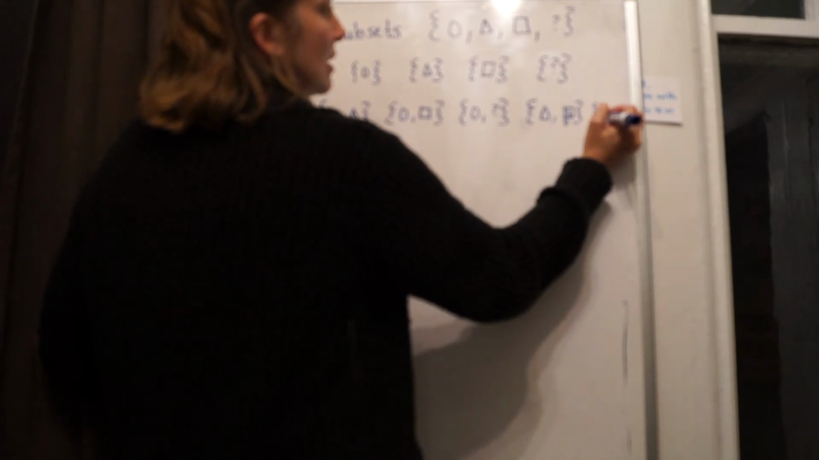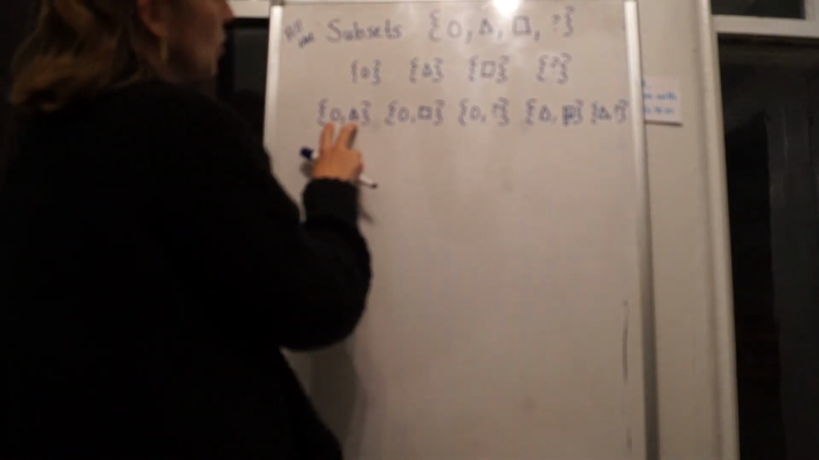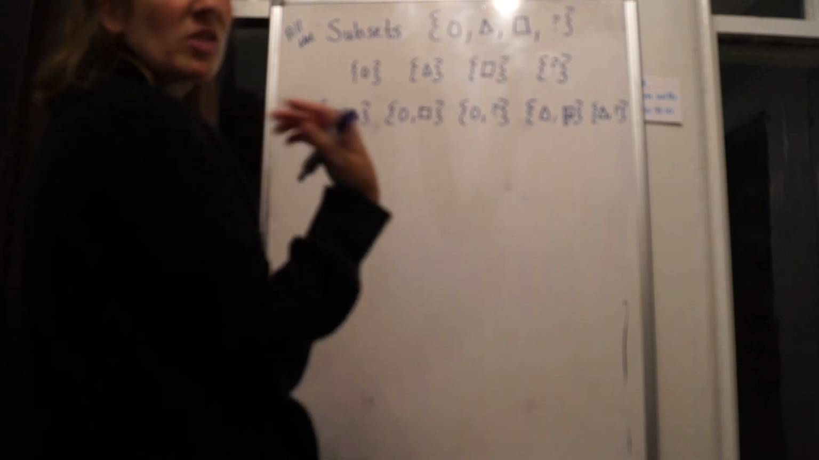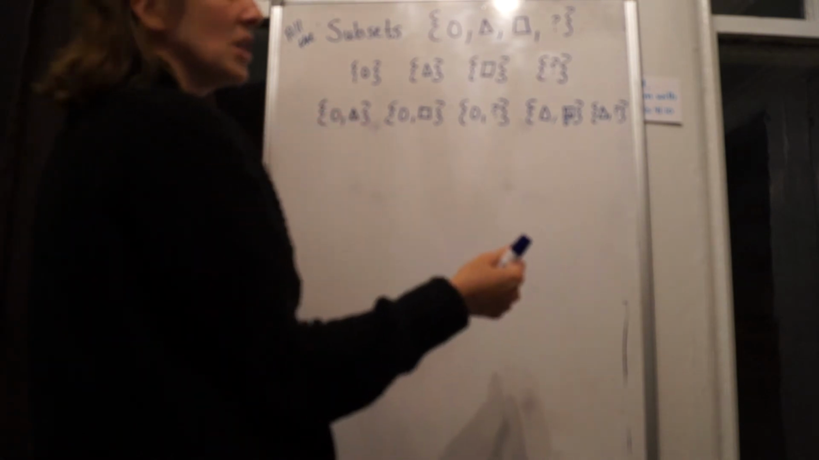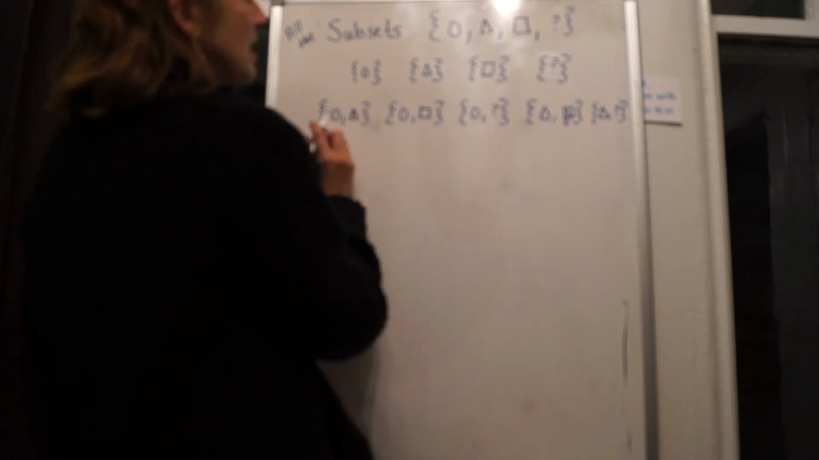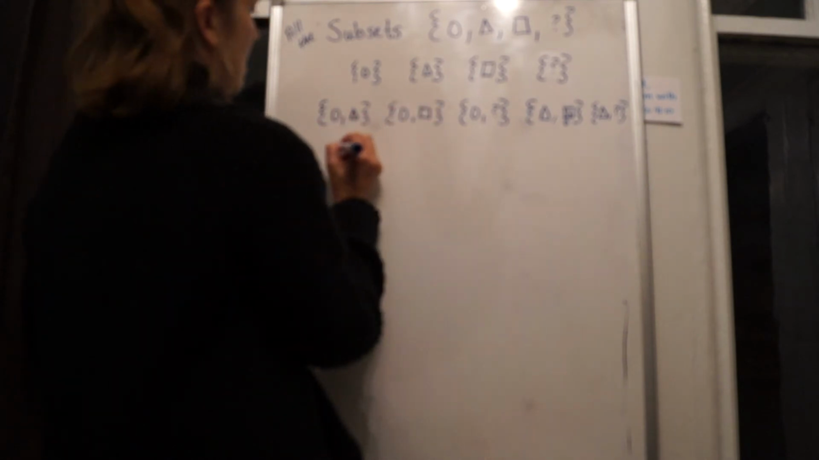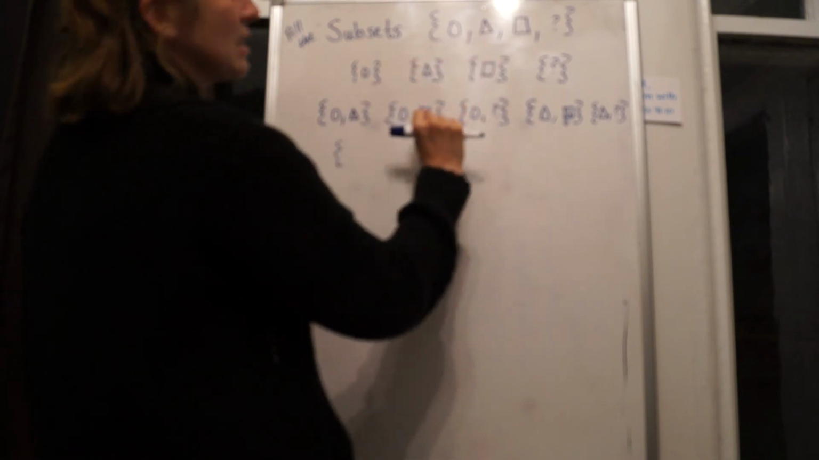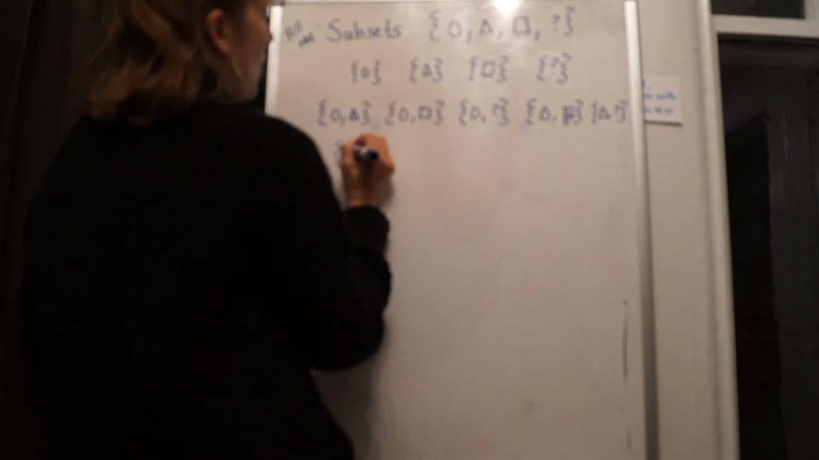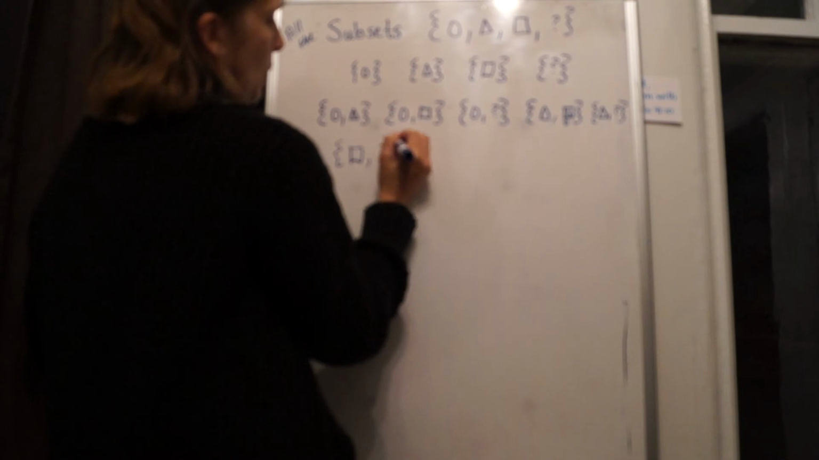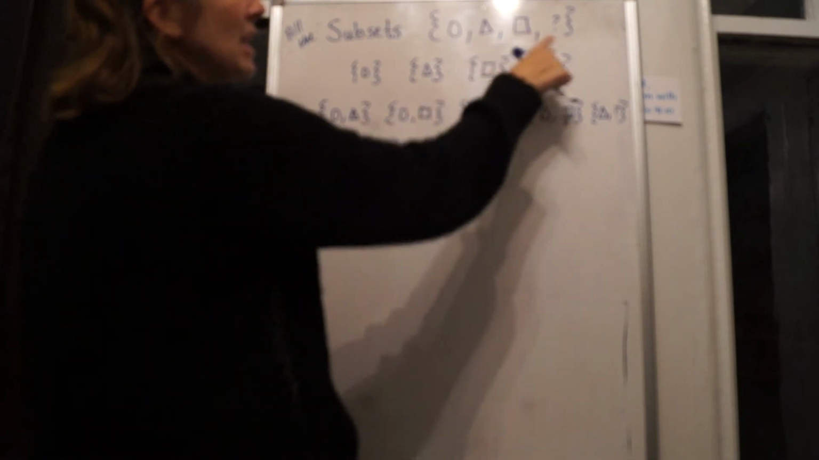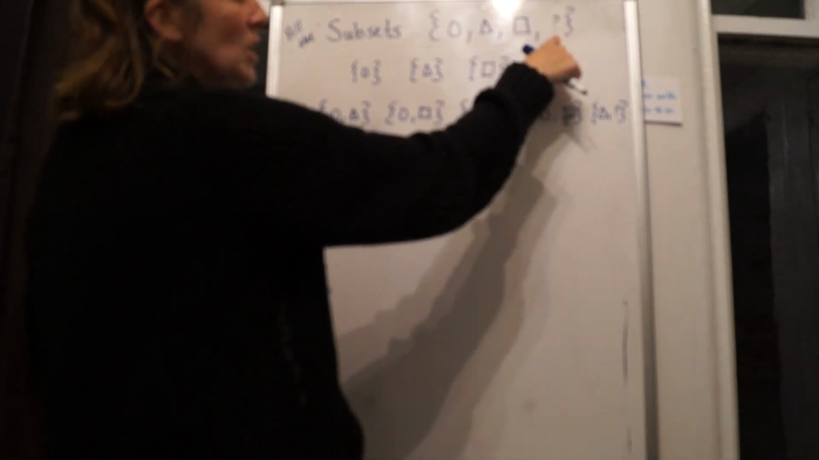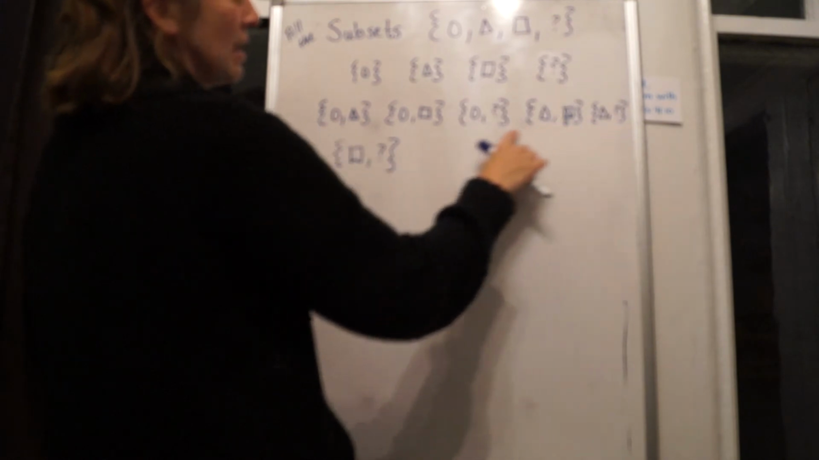Triangle and question mark. Notice I don't go backwards. Circle, triangle, and triangle, circle are the same set because the order doesn't matter here. Okay, so we've got all the ones that start with circle, all the ones that start with triangle, square, question mark, and then we can't do any that start with question mark because those have all already been done here.